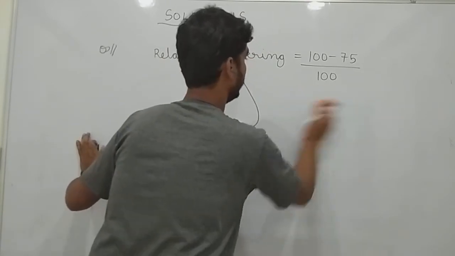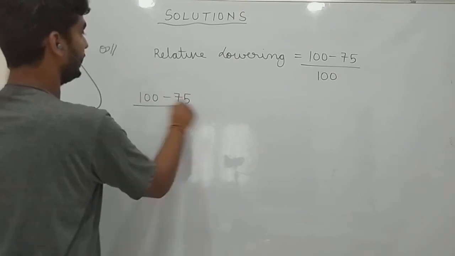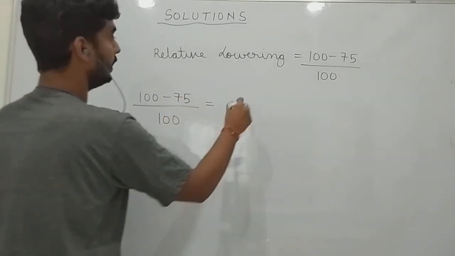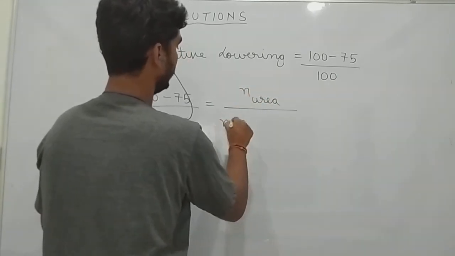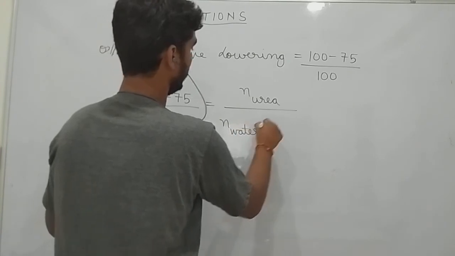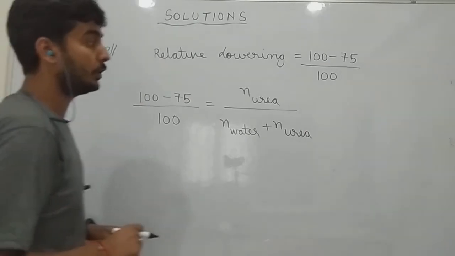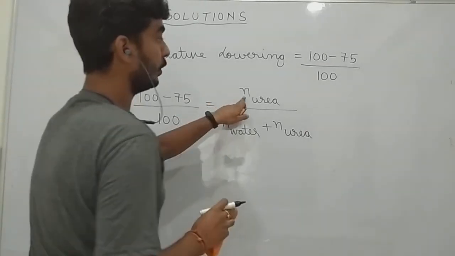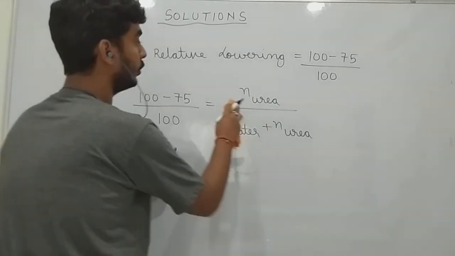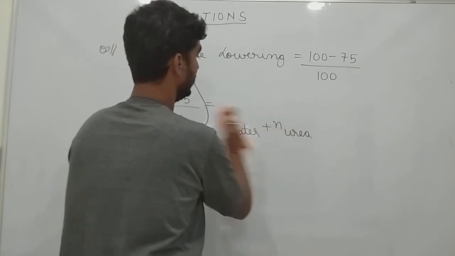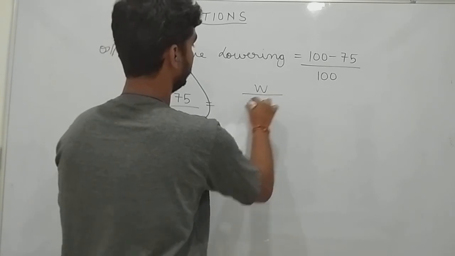So this relative lowering in vapor pressure will be equal to the mole fraction of urea, that is, the number of moles of urea divided by the number of moles of water plus the number of moles of urea, because the solution contains both urea and water. The number of moles of urea, as we assumed W gram of urea is dissolved, is W divided by 60.